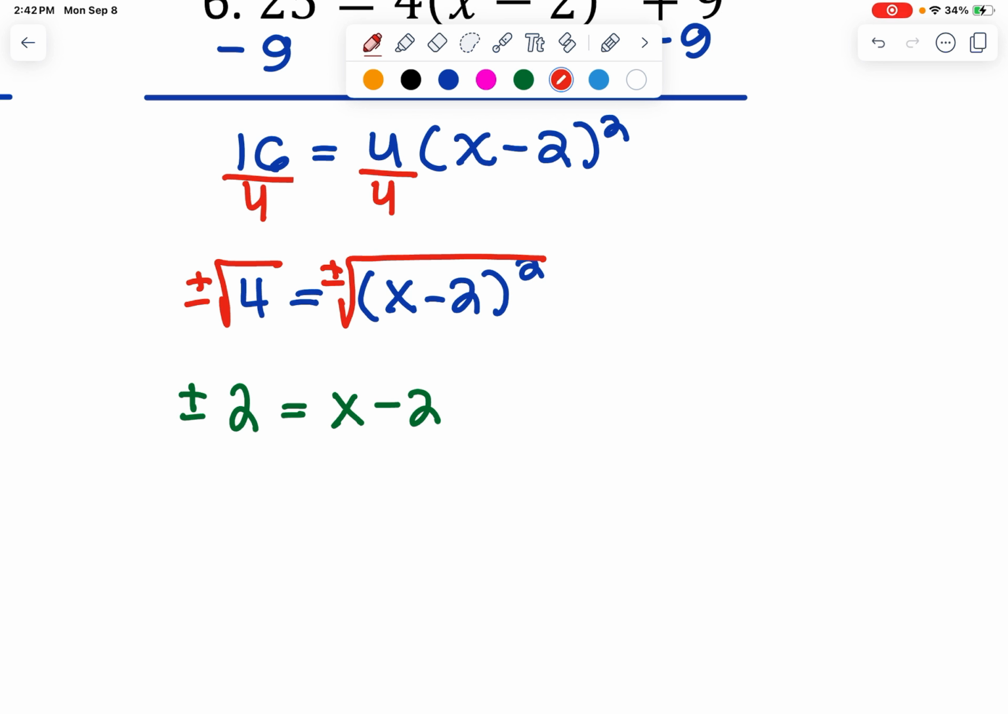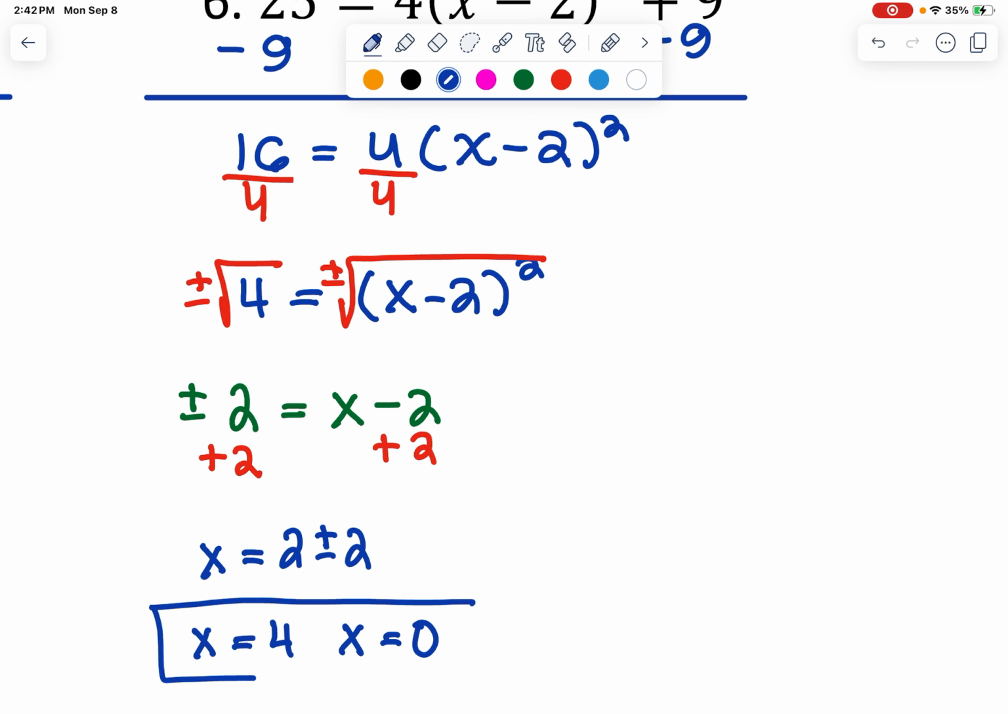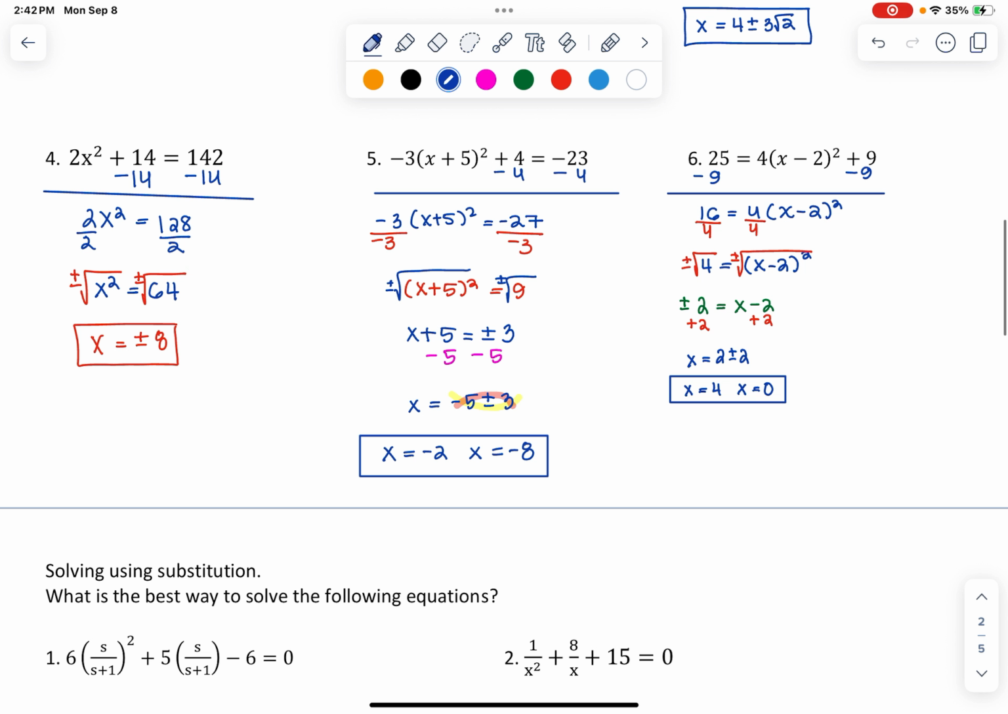And then lastly, I'm going to add 2 to both sides and simplify. So I have x equals 2 plus 2 and 2 minus 2. You can write it out like this first so that you can make sure you see and hear both answers. And then you have x equals 2 plus 2, 4. X equals 2 minus 2, 0. All right, there are your solutions. Okay, so that's solving by square rooting.